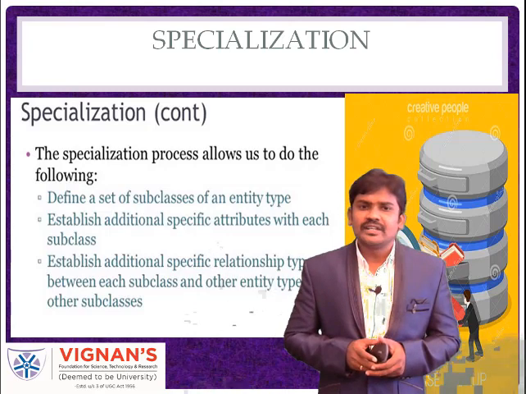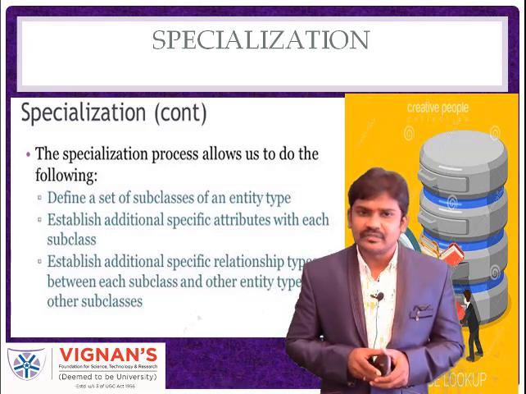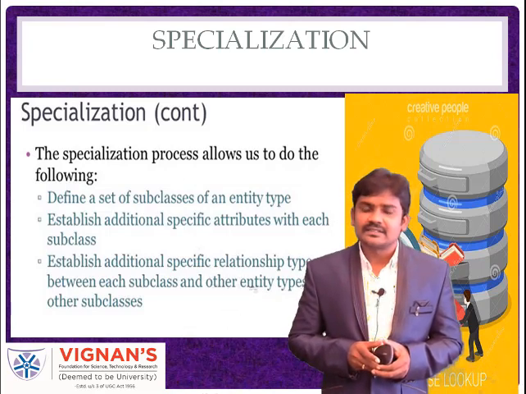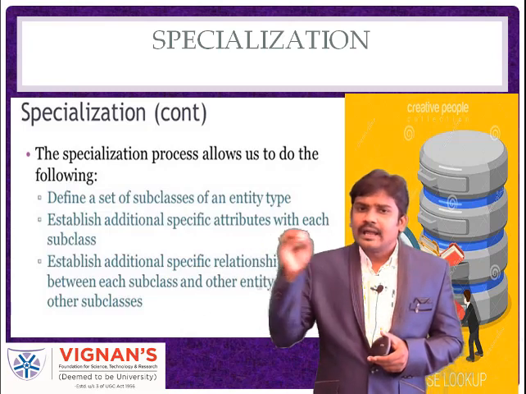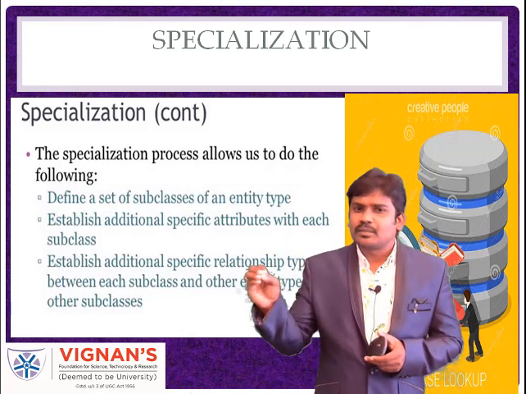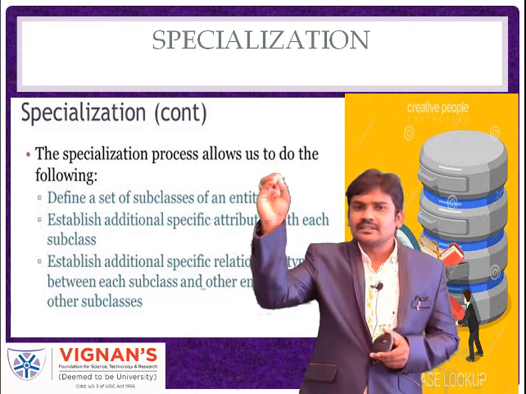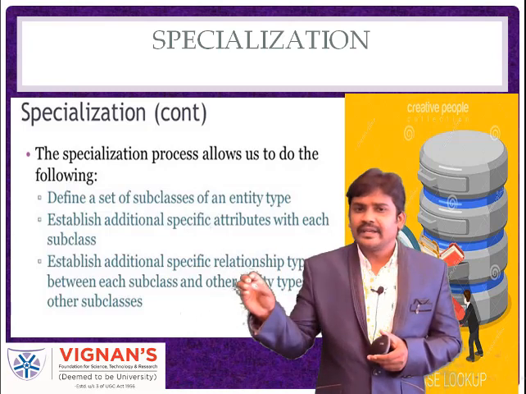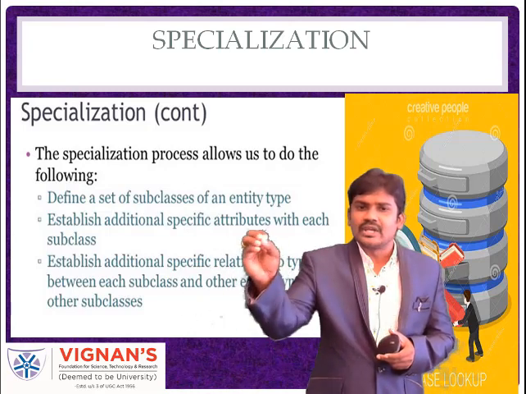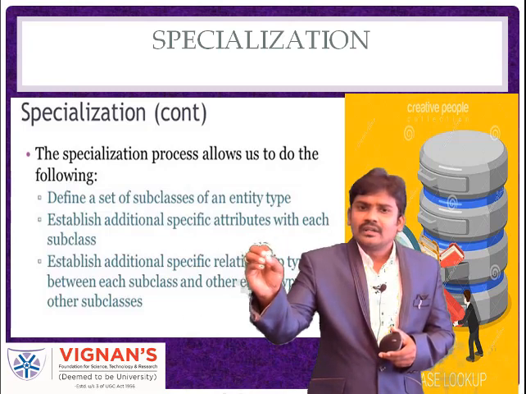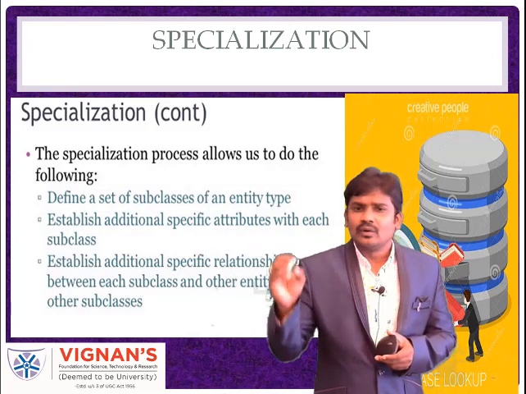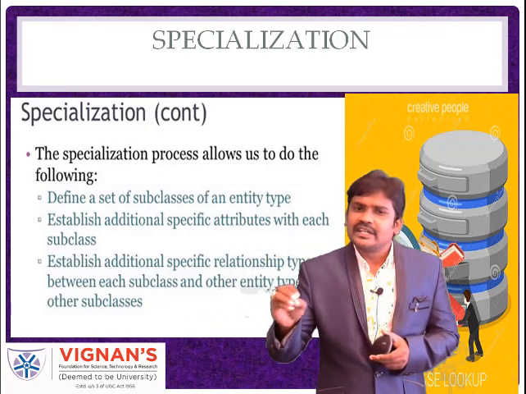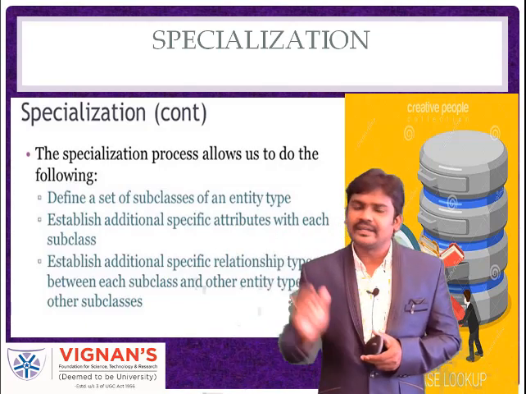And establish additional specific relationship types between each subclass and other entity types or other subclasses. Means the car and the bike both are subclasses, the vehicle is the superclass. Here establishing the relationship between the car and bike, the common entity type is fuel. The car will run on petrol as well as the bike will run on petrol. So establishing the relationship between the car and the bike.